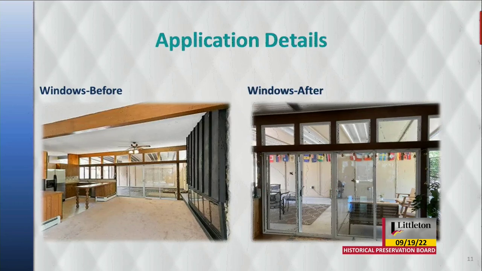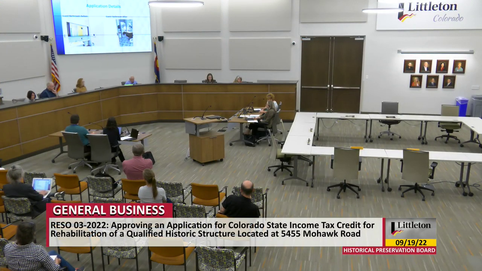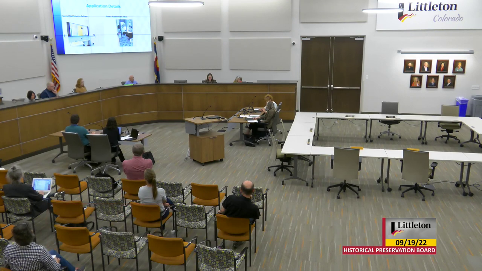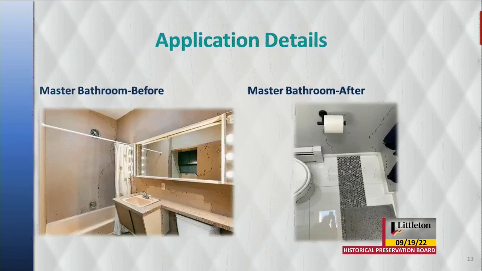Here you see the windows before and after, single pane to double pane, and you can see that the configuration remains the same. And the bathroom before and after, and you can see some new tiling down on the after, and that's not a qualified expense, but it is allowed under rehabilitation of the structure. Again, this one is the master bathroom.